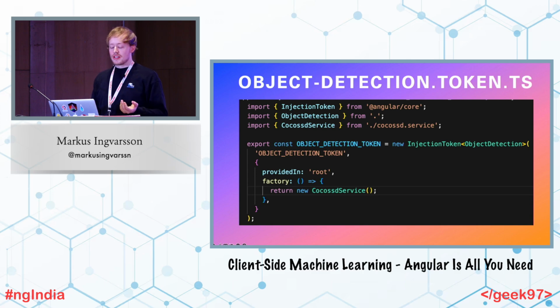Then we have this object detection token. This is just an injection token, which has the interface that our Coco SSD service implements. We see a factory function here that just returns the Coco SSD service, and we provide this token in root.